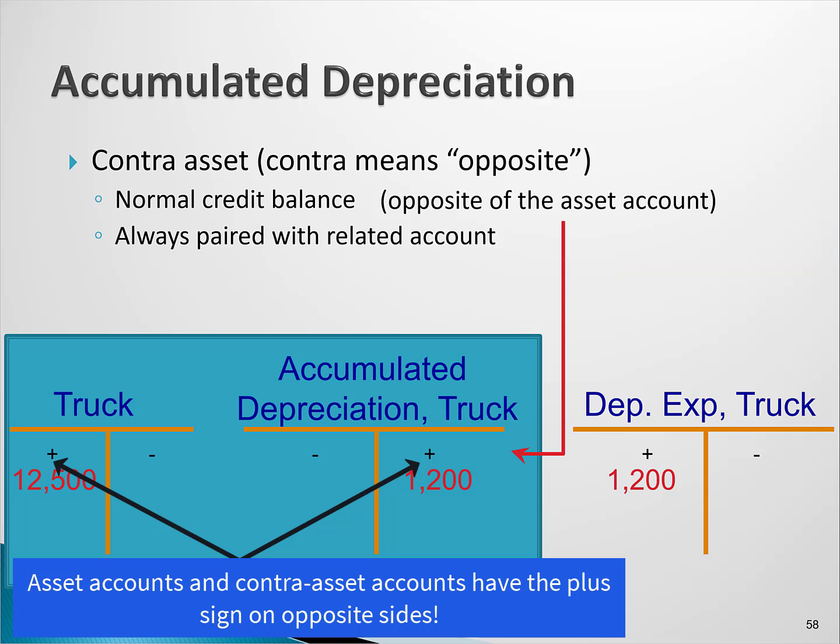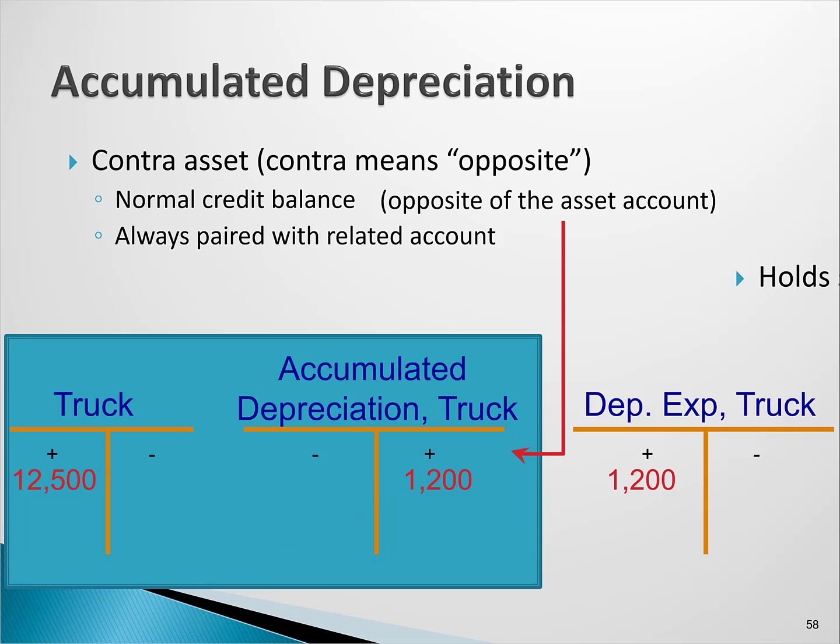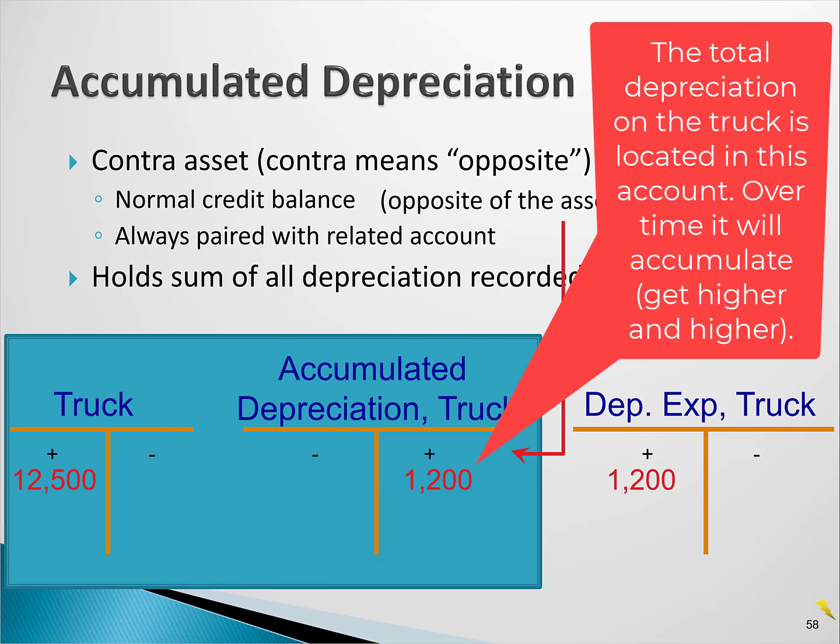So what is the purpose of the accumulated depreciation account for the truck? Well, it holds the sum or the total of all depreciation recorded on that truck, which is a plant asset. So the $1,200 in the accumulated depreciation account is basically trying to estimate how much that truck has worn out. So the value of the truck is the $12,500 minus the amount that is worn out. So minus the $1,200. That's called the book value.